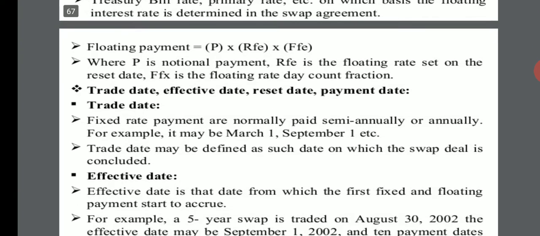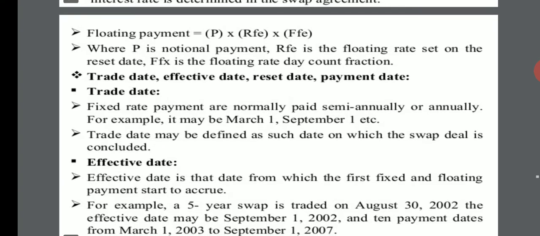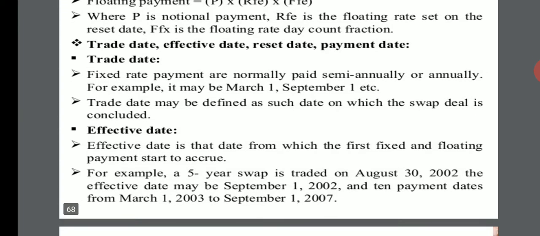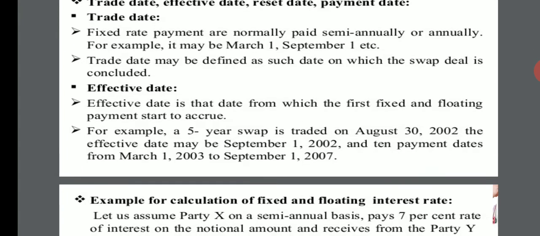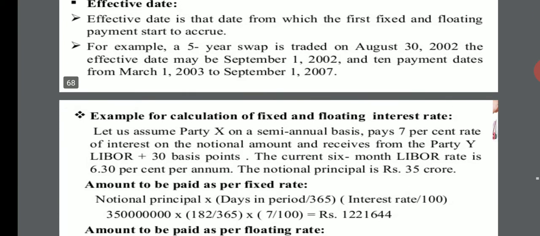Trade date. Fixed rate payments are normally paid semi-annually or annually. For example, it may be March 1, September 1, etc. The trade date may be defined as the date on which the swap deal is concluded. Effective date is the date from which the first fixed and floating payments start to accrue. For example, a 5-year swap is trading on August 30, 2002. The effective date may be September 1, 2002, and 10 payment dates from March 1, 2003 to September 1, 2007.